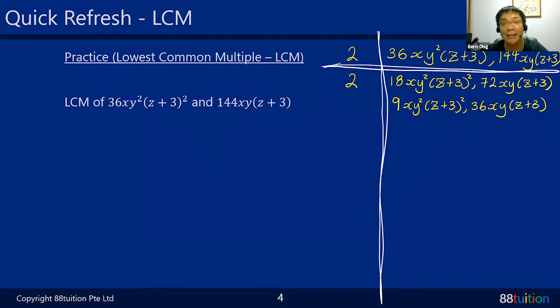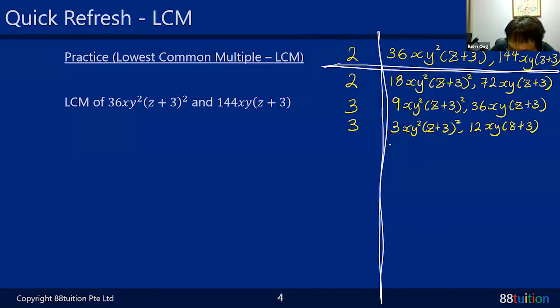Then 9 and 36, what else is common? Cannot divide by 2 already, right? So divide by 3 lah. So 3 x y squared. Why did I come up with this question? I feel so bad now. 36 divided by 3 is 12 x y (z plus 3). Can divide by another 3? Yes. So down here will be x y squared and 4 x y (z plus 3).